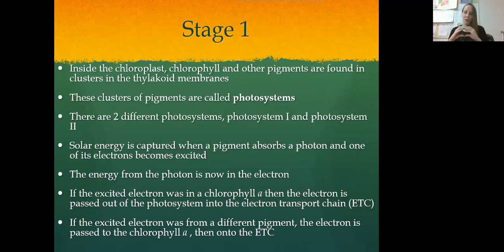So inside the chloroplast, we have chlorophyll as well as some of the other photosynthetic pigments. They're found in clusters inside the thylakoid membrane. Those clusters are called photosystems. There are two different photosystems. They're called photosystem 1 and photosystem 2. And what's going to happen is solar energy is going to be absorbed by the photosynthetic pigment. That's going to excite the electrons in that pigment. And then that excited electron gets passed from chlorophyll A into what's called the electron transport chain.